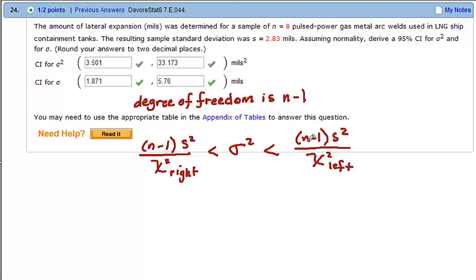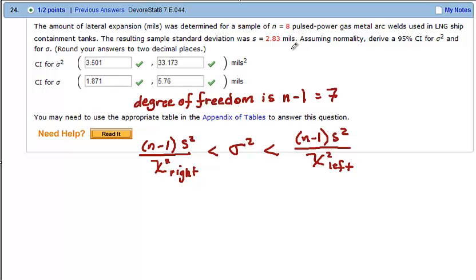So what you'll need to do is have this formula handy, and know that in order to get a confidence interval for your standard deviation or your variance, that's what's called a chi-square. And you'll need to know what your degree of freedom is. That is your number of samples minus 1. So my degree of freedom for this one, since my number of samples is 8, my degree of freedom is 7.